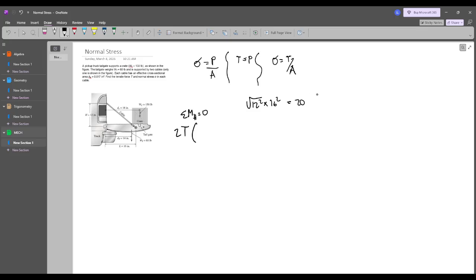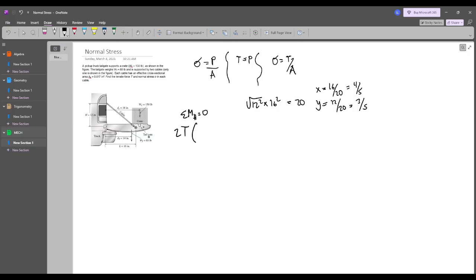That's 20, I think. What's the x value? 16 divided by 20, that's 4/5. What about the y value? That's 12 over 20, that's 3/5. Now, which one of these values are we going to use as the resultant for our cables? Now, let's go back to the figure.